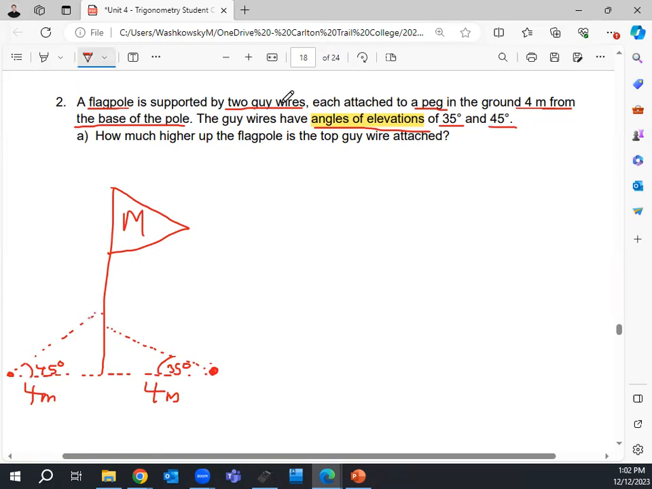Okay, so now we're prepared to actually answer the question. So the question wants to know how much higher up the flagpole is the top wire attached? So what does that mean? How much higher up the flagpole is the top wire attached? What am I trying to find here?